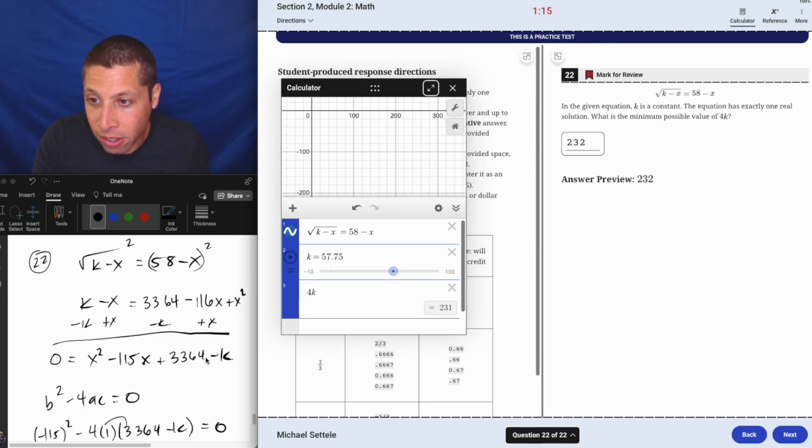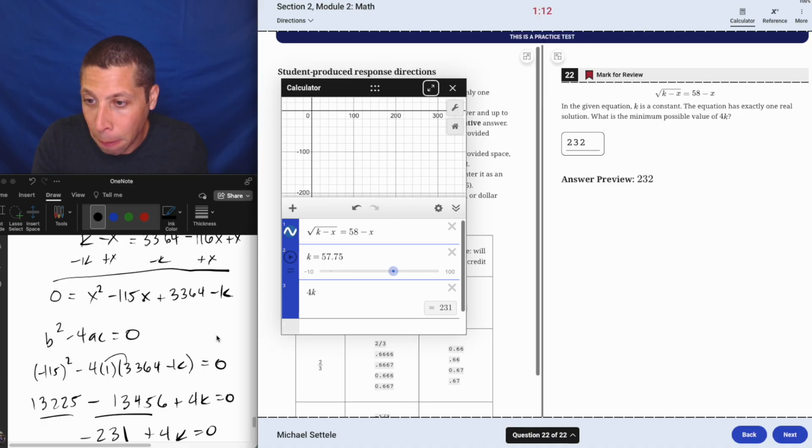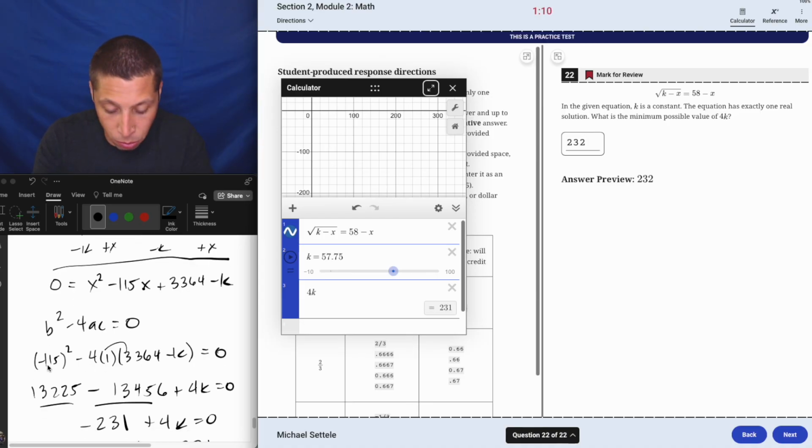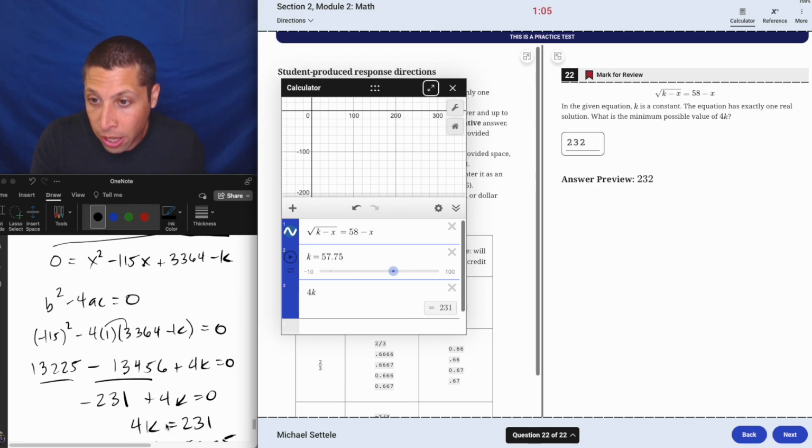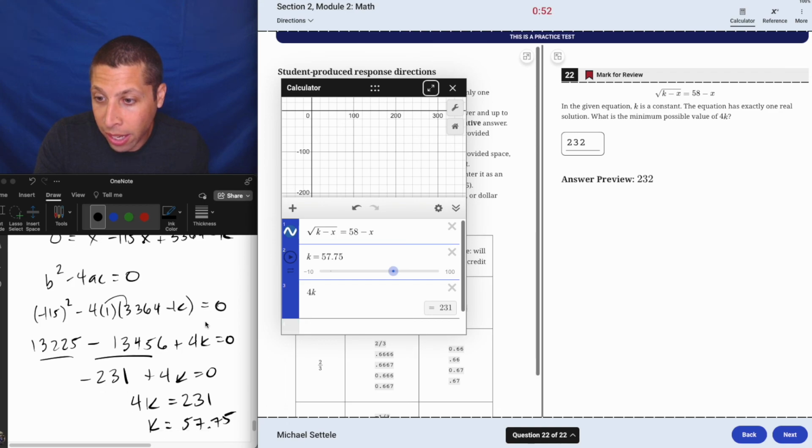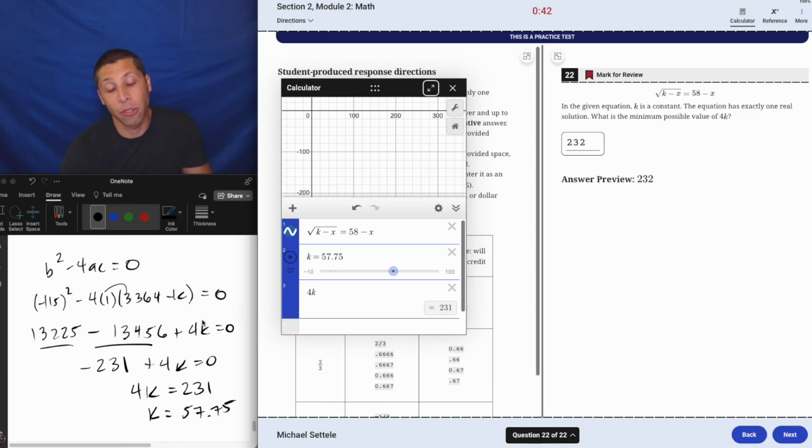So 3364 minus k. We plug that in, we get 115 squared. 115 squared is 13225. We have 3364 times 4, negative b plus minus square. Okay, so 13456 plus 4k because it's multiplied. So then we did 13225 minus 13456 is 231. We added it, 4k, so 4k equals 231.